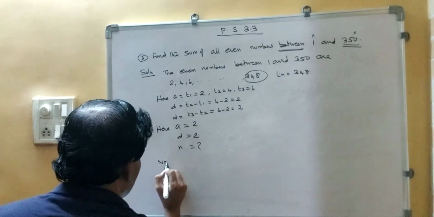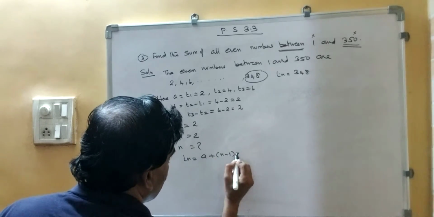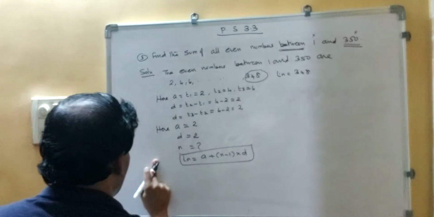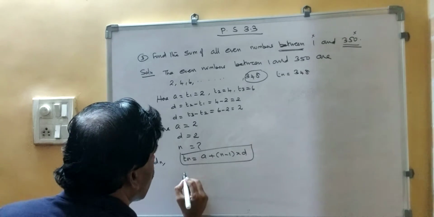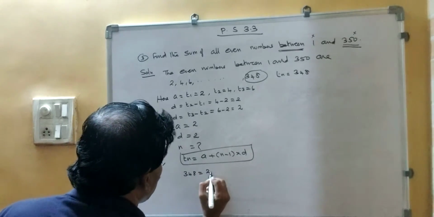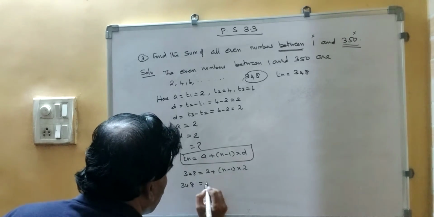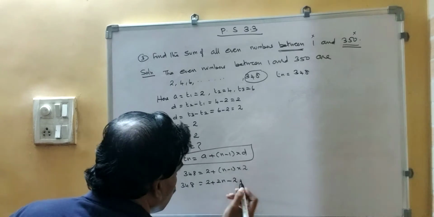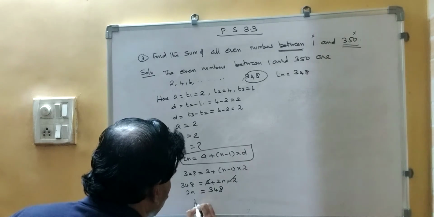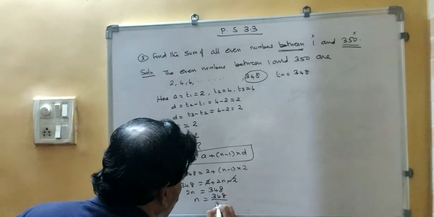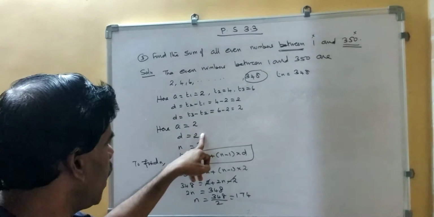Therefore, Tn equal to a plus n minus 1 into d, to find n. So Tn is 348 equal to 2 plus n minus 1 into 2. So 348 equal to 2 plus 2n minus 2. Cancel. So 2n equal to 348. So n equal to 348 upon 2, 174.